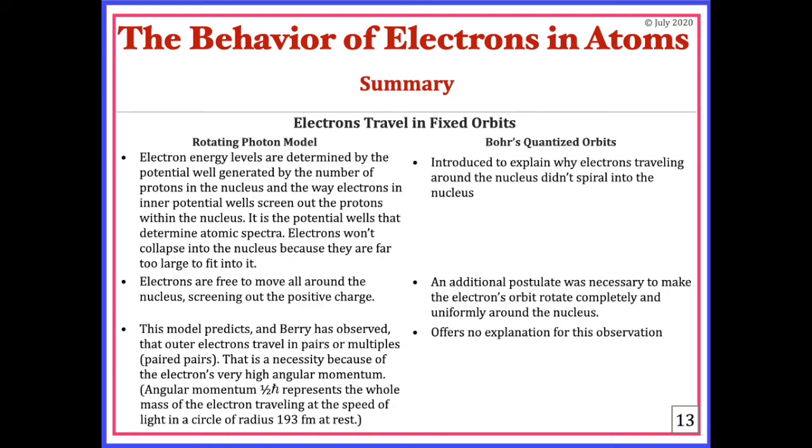Electrons are free to move around a nucleus, screening out its positive charge when they have a partner with which they can exchange photons. This model predicts, and Berry has observed, that electrons travel in pairs. That is a necessity because of the electron's very high angular momentum to mass. Angular momentum half h bar represents the whole mass of the electron traveling at the speed of light in a circle of radius 193 fm.